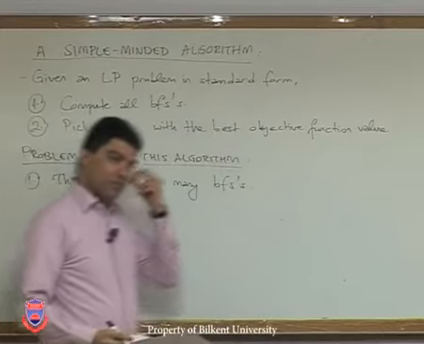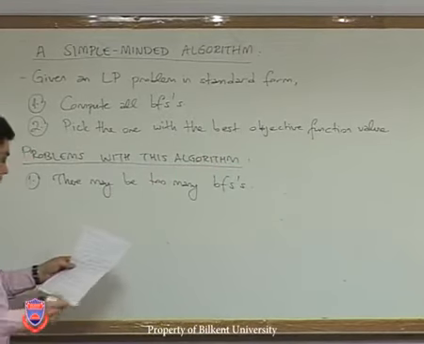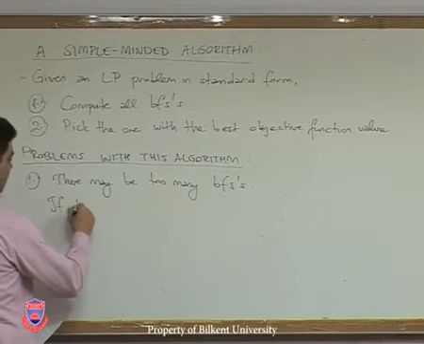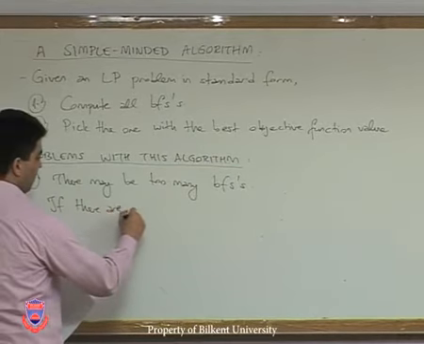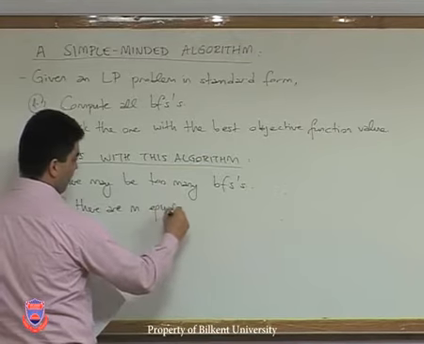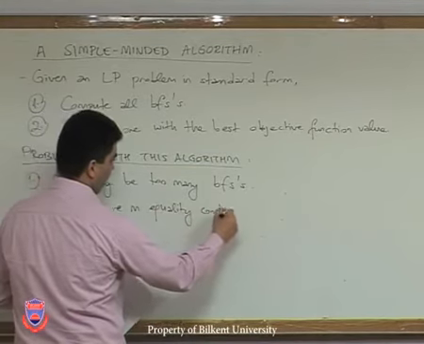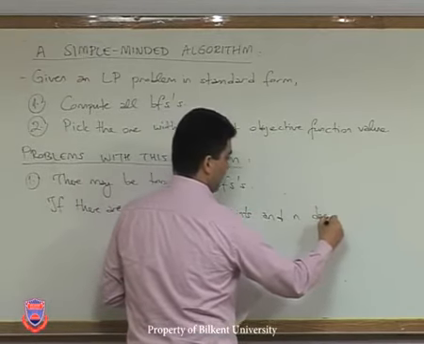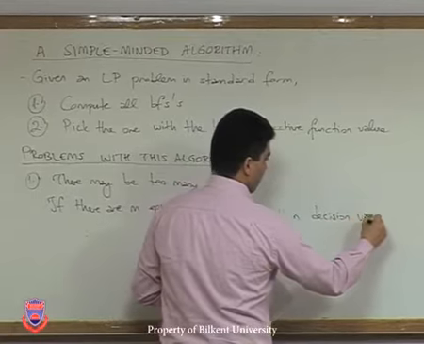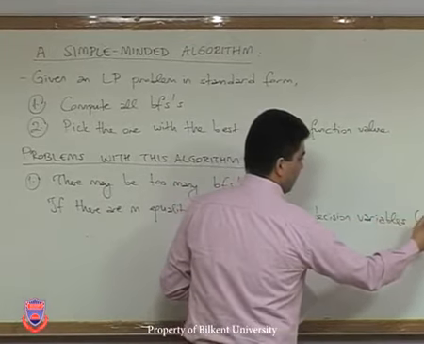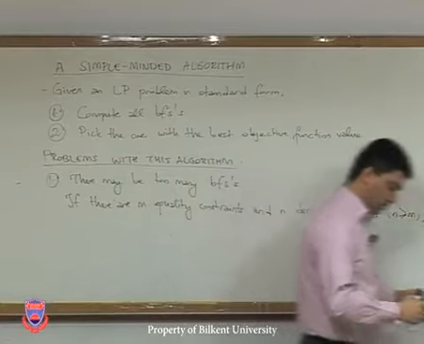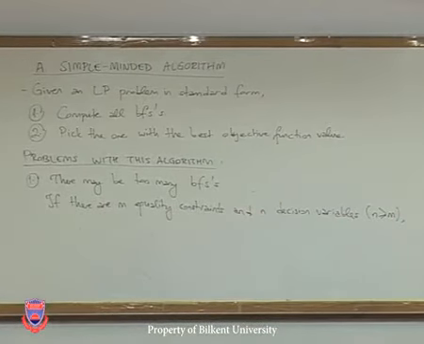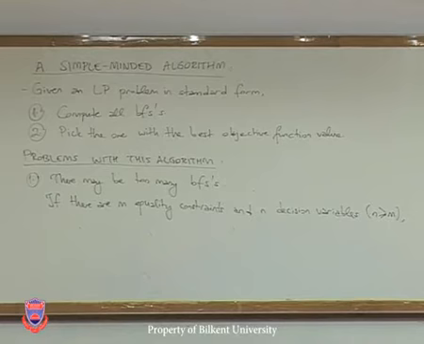Now let's try to get an idea of how many basic feasible solutions we can have. If there are M equality constraints and N decision variables, remember, we always assume that the number of decision variables is at least as large as the number of equality constraints. Then how many basic feasible solutions can I have? What's the largest number of possible basic feasible solutions for such a problem?